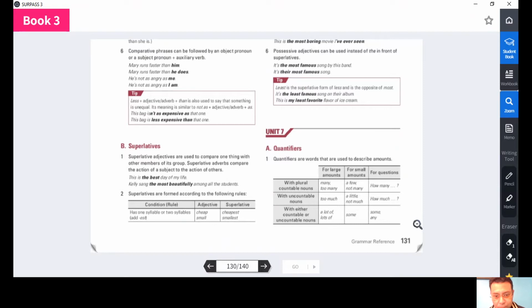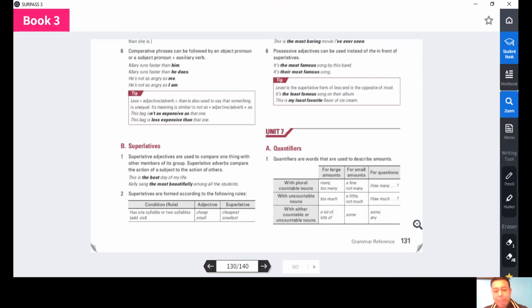So let's read the first one. With plural countable nouns, we're going to use for large amounts, many or too many. For small amounts, a few or not many. It's not fewer or something like that. No, it's not many. And for questions, how many? These three sentences are for countable nouns. Now, the opposite, uncountable nouns, we are going to use too much for large amounts and a little or not much. Remember, not many, countable; not much, uncountable. And for questions, how many is for countable and how much is for uncountable.